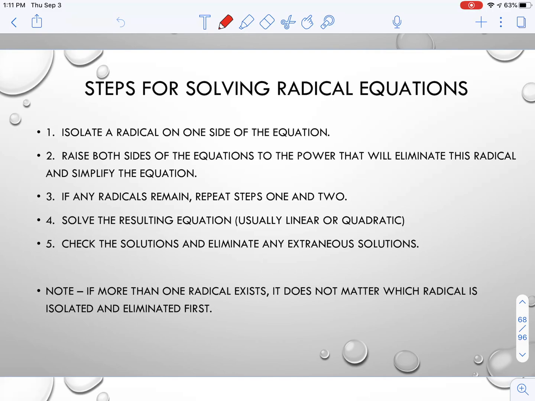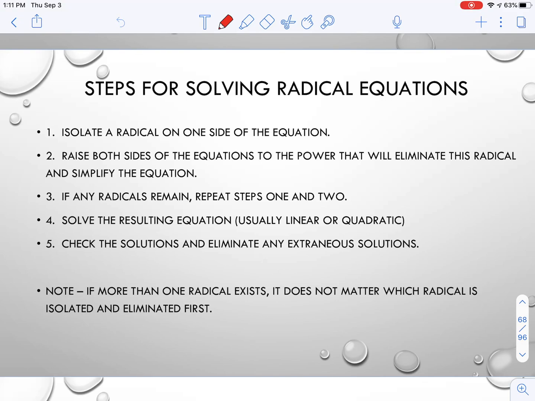So we're going to have to isolate a radical on one side of the equation, all right? I'm going to say a radical instead of the radical because we could have more than one. I'm going to raise both sides of the equation to a power that will eliminate or cancel that specific radical. And then I'm going to simplify whatever's left. Keep in mind that if you have multiple terms on one side of the equation outside of a radical, you're going to have to FOIL or distribute properly.